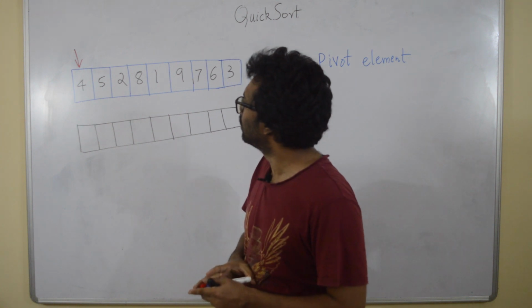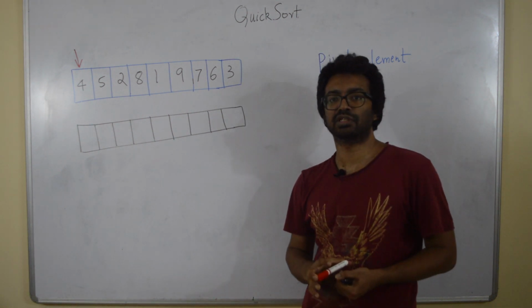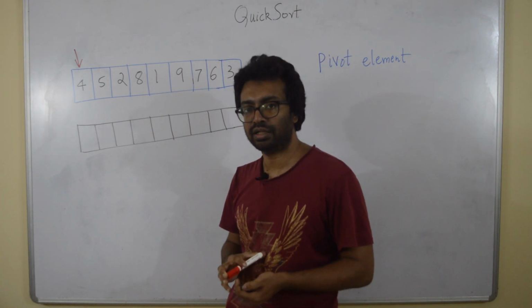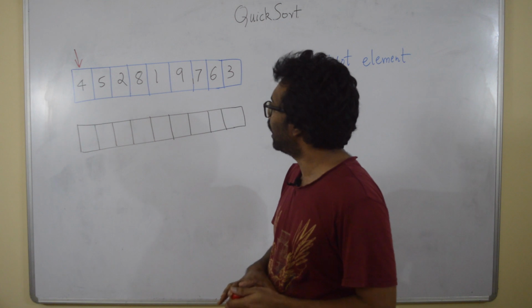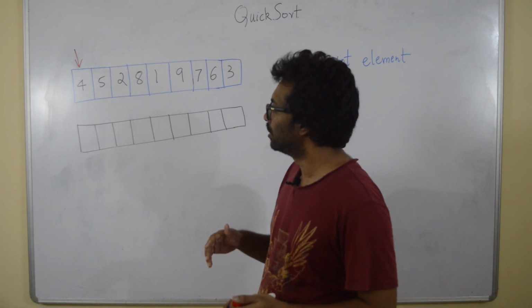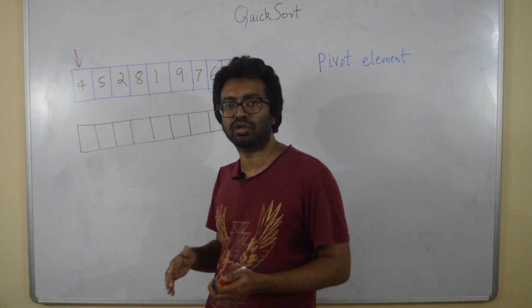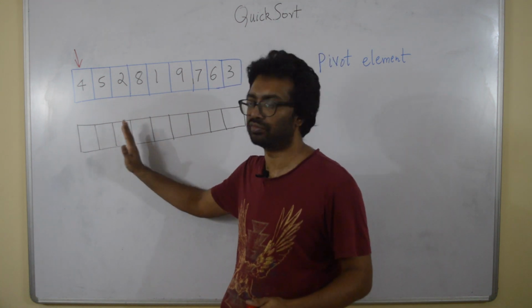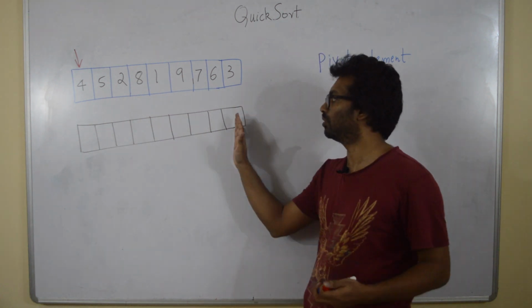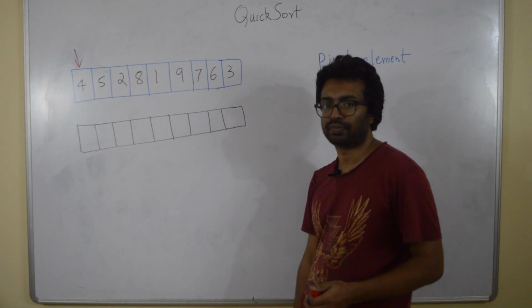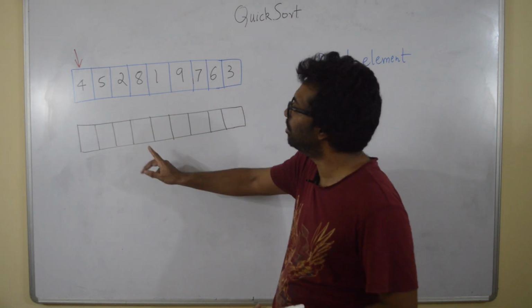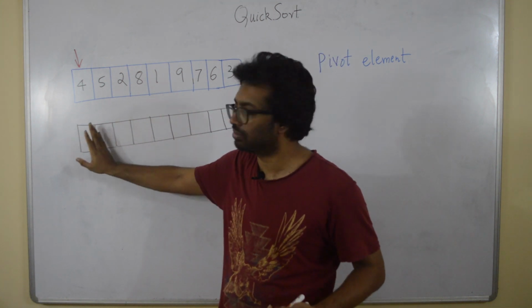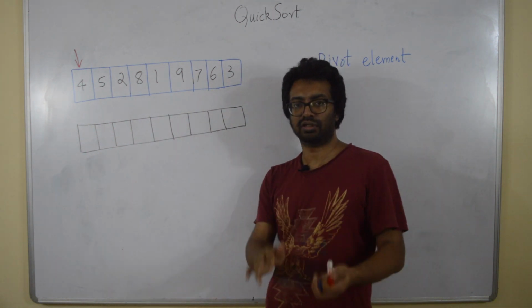Now what we do is the following. We go through the entire array. All elements less than 4 I'm going to copy to the beginning of the array, and all elements greater than 4 I'm going to copy to the end of the array. What I want is to place 4 in this array such that everything less than 4 comes here and everything greater than 4 comes here. So let me do that.